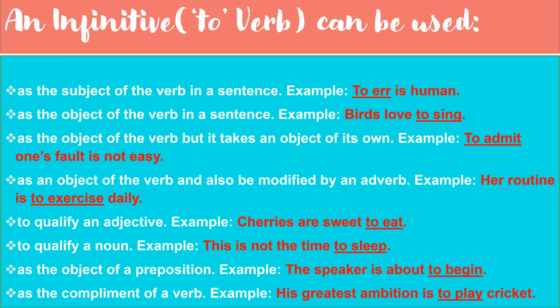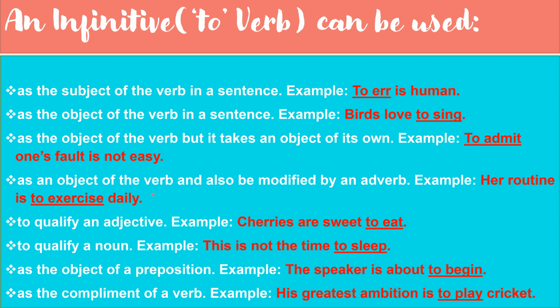It is also used as the object of the verb in a sentence. For example, birds love to sing. As the object of the verb, it can also take an object of its own. For example, to admit one's fault is not easy. So to admit is our infinitive and its object is one's fault.